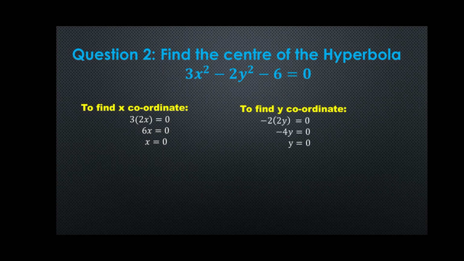Similarly, to find the y coordinate, differentiating minus 2y square, which is minus 2 into 2y equal to 0, which will be y equal to 0. Therefore, the center is 0, 0.